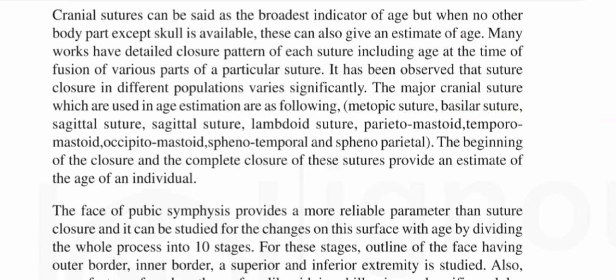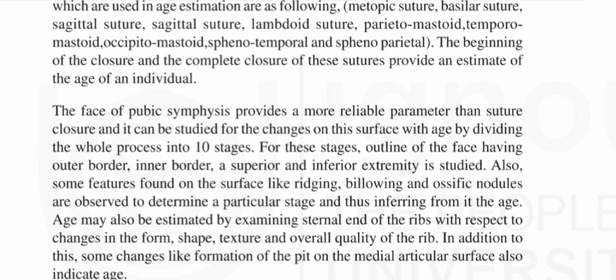The phase of pubic symphysis provides a more reliable parameter than suture closure, and it can be studied for the changes on this surface with age by dividing the whole process into 10 stages. For these stages, the outline of the face having outer border, inner border, and superior and inferior extremity is studied. Also, some features found on the surface like ridging, billowing, and ossific nodules are observed to determine a particular stage and thus infer the age from it.